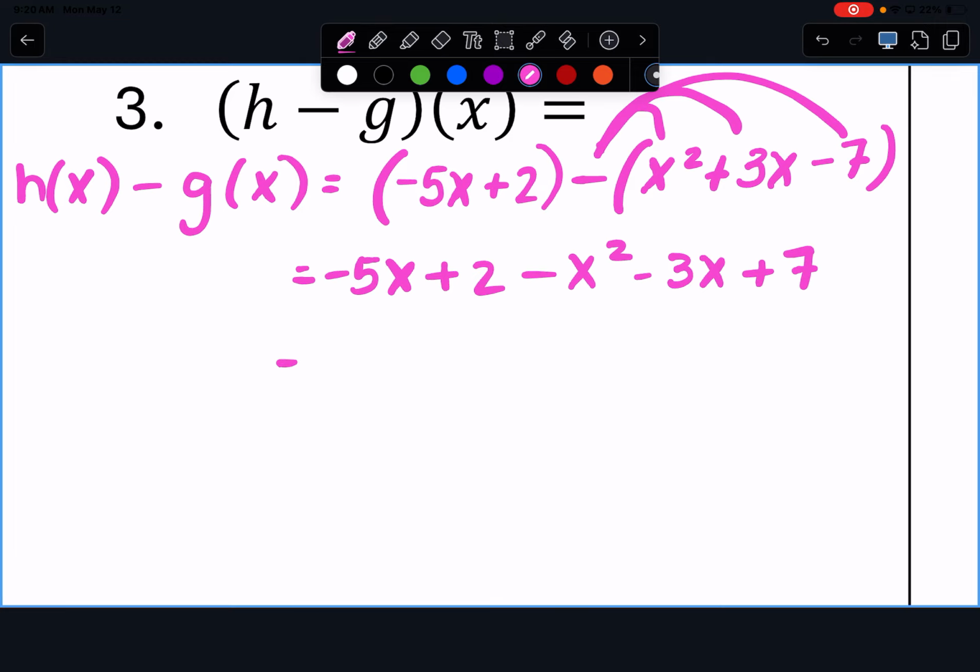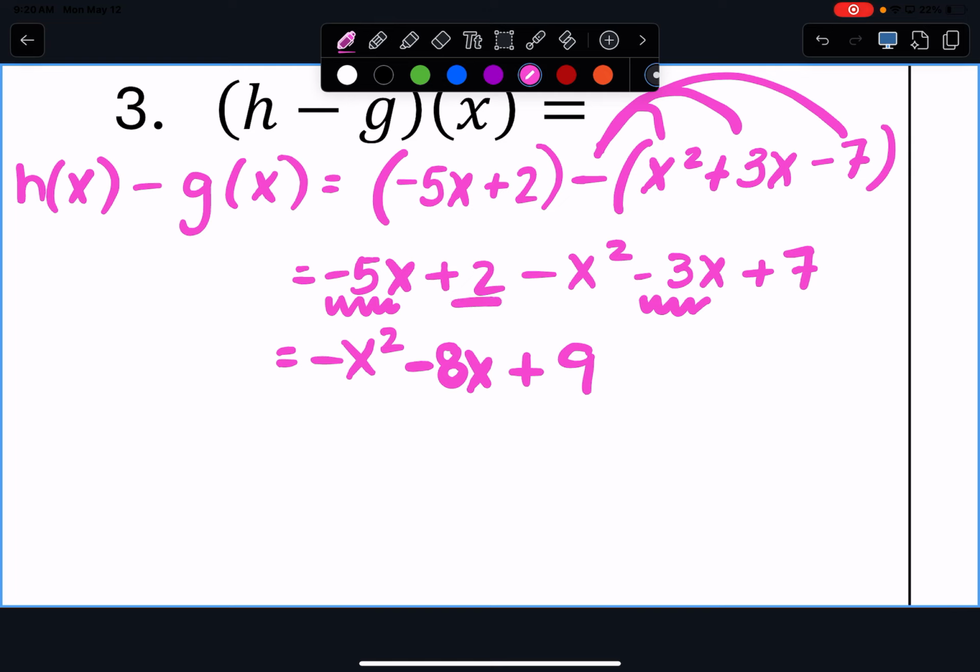What needs to go first? X squared. So I should write negative x squared first. Then what? Minus 8x because we combine negative 5x and negative 3x. Plus 9, because 2 and 7 make 9. And so that right there is our answer.